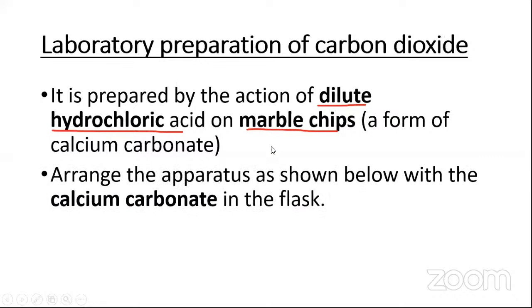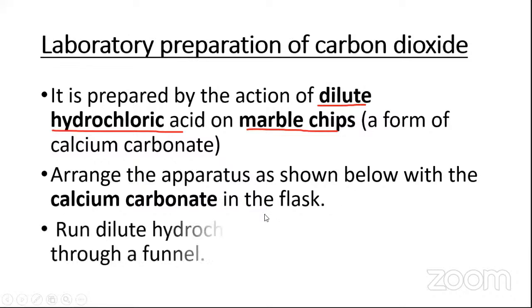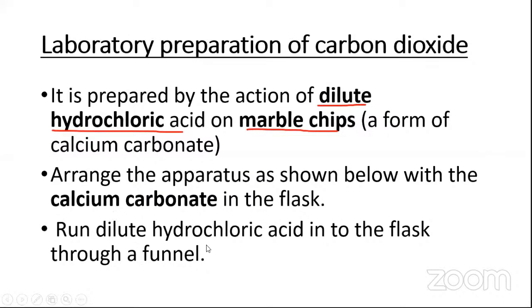Then we arrange the apparatus as shown below with calcium carbonate in a flask. Then we run dilute hydrochloric acid into the flask through the funnel. So what we do, we shall have the marble chips or calcium carbonate in the flask, and then onto them we add dilute hydrochloric acid through a funnel.